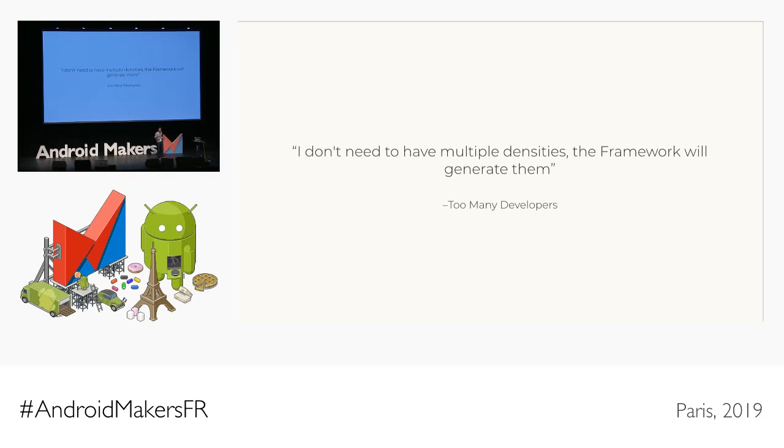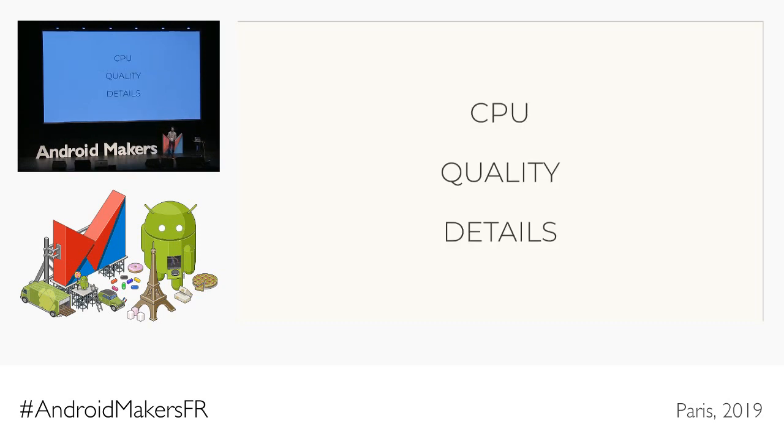And this is true. If you just put a high density asset, the framework will downscale it. This has a few drawbacks. It's CPU intensive. Downscaling from high density to a small density takes a while. You will lose some quality, and you don't have any control over the details you want to show on the smaller version of your drawable.